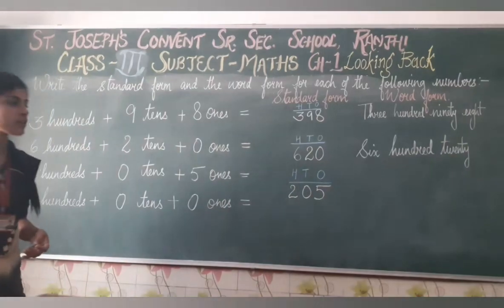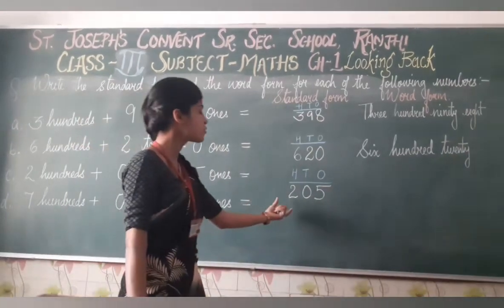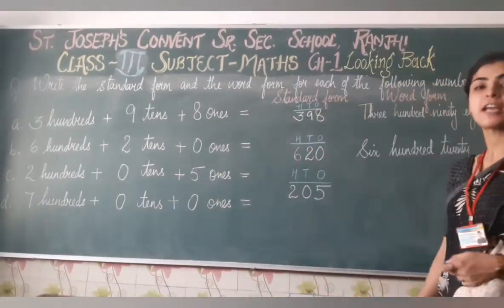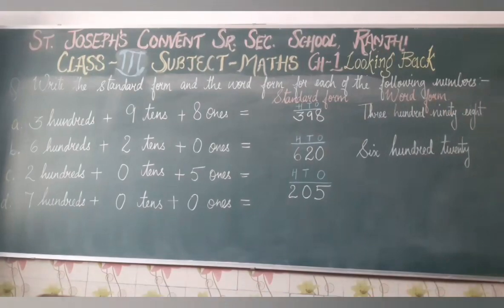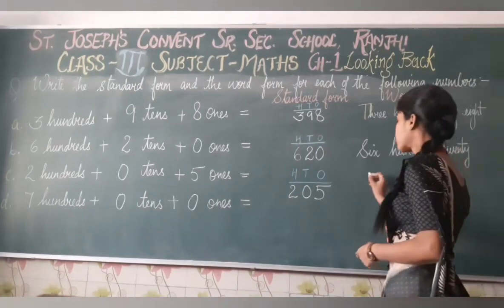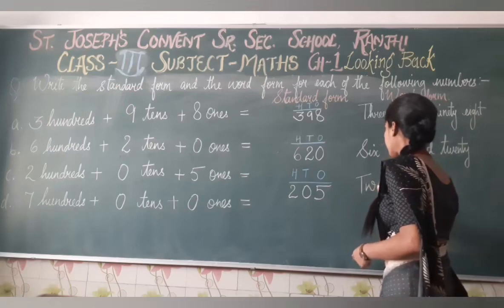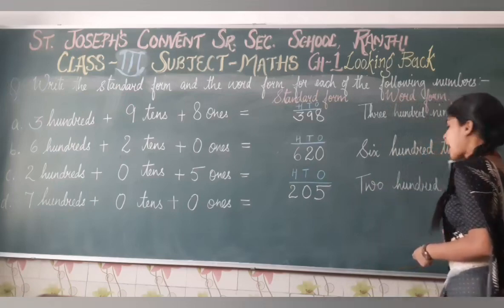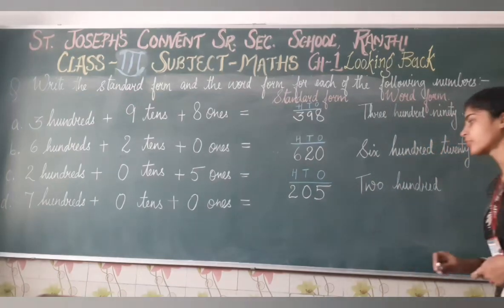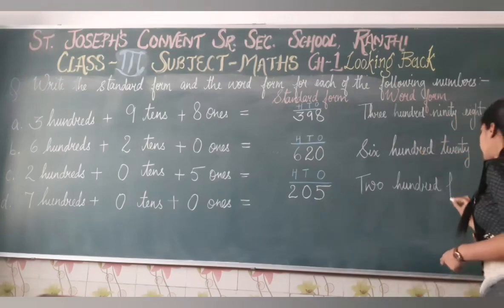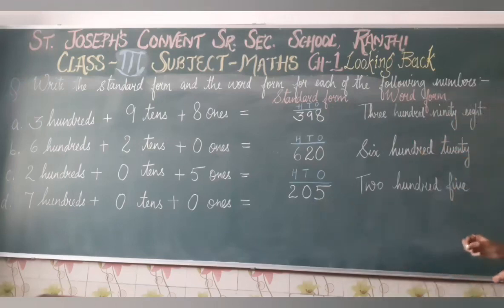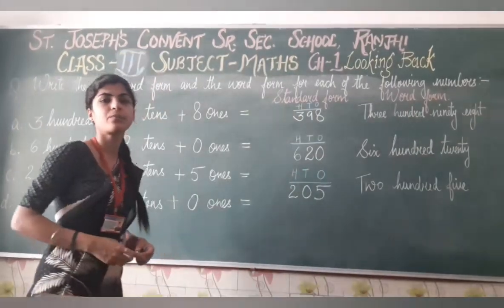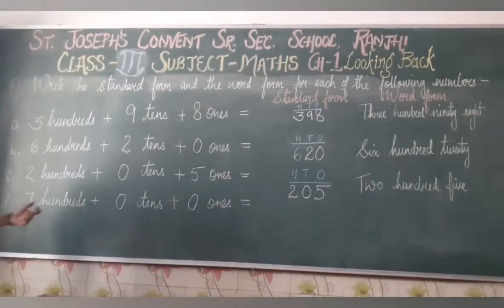And see, we got our number. What is it? It is 205. Read it out. How do we read out this number? 205. Now let us write the word form for this. 200. And what else are we going to write? We are going to write about 5. As there was 0 in the tens place, no need to write the spelling for 0. Yes. Let's move to the last problem.